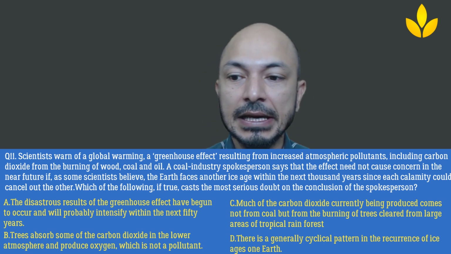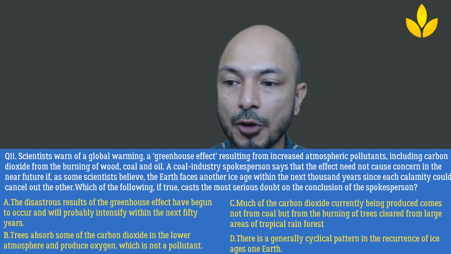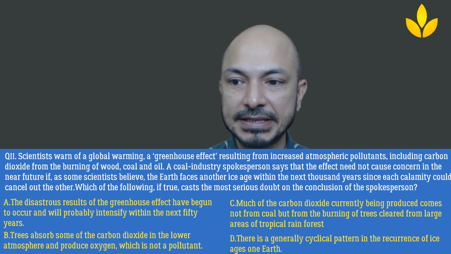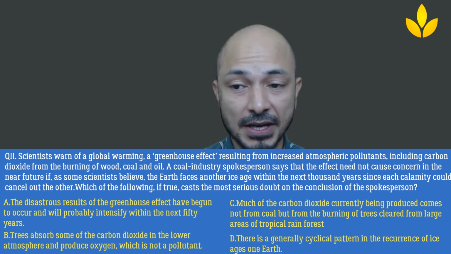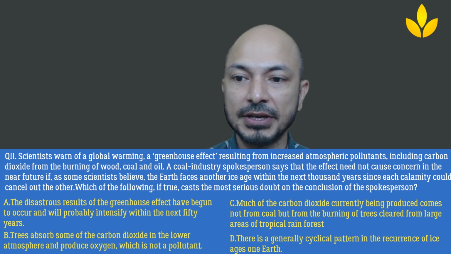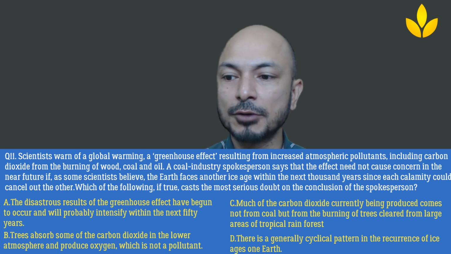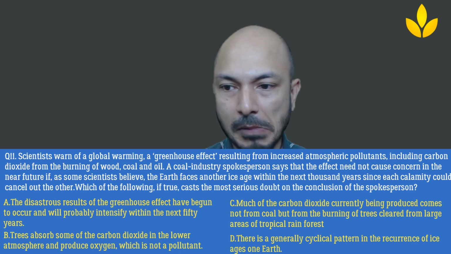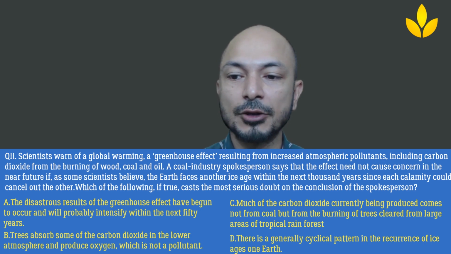Now, we come to option A. The disastrous results of the greenhouse effect have begun to occur and will probably intensify within the next 50 years. Now, if we take a look at this, I think it is casting some doubt on the premise of the spokesperson that the ice age is coming, so every calamity could cancel out the other. I think A makes sense. However, let's come to B. Trees absorb some of the carbon dioxide in the lower atmosphere and produce oxygen, which is not a pollutant. Now, this doesn't cast any doubt whatsoever on the conclusion. So we can eliminate option B as well.